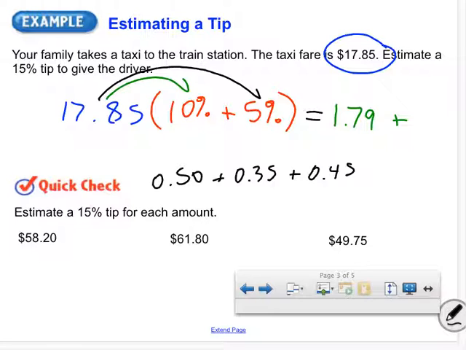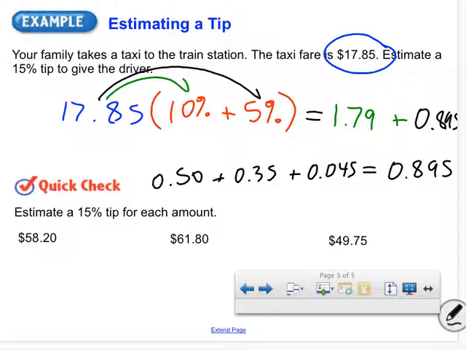50 plus 35 is 85. 85 plus 4.5 is what? 89.5. Oh, you're right. That's a 0 there, so it's 0.895. Let's see. Okay. Are we good?